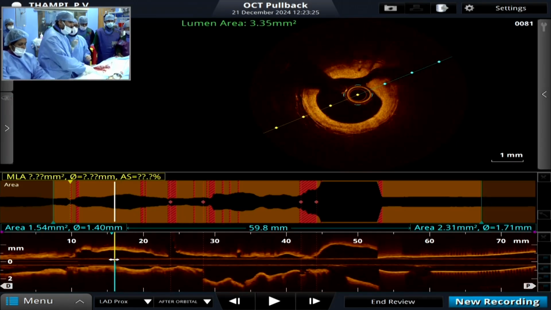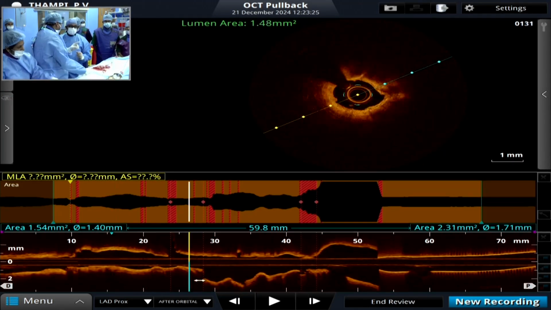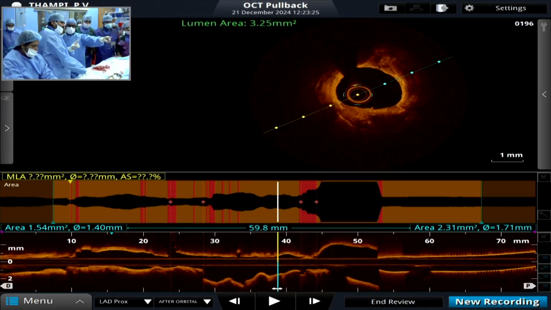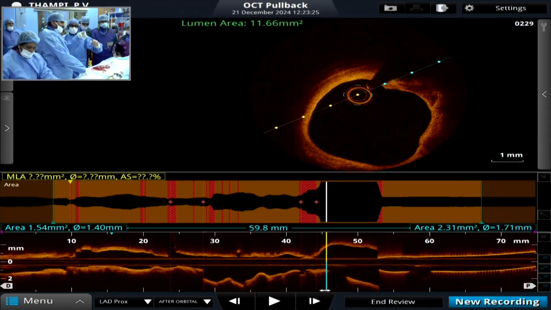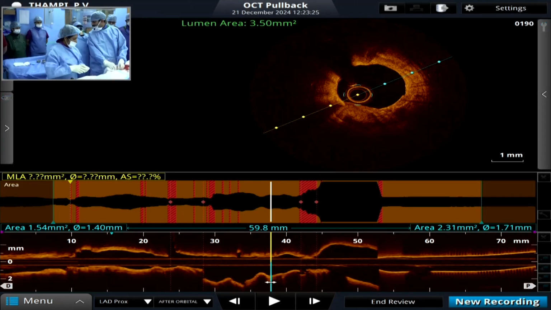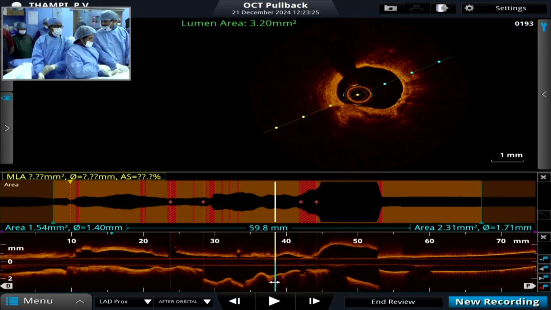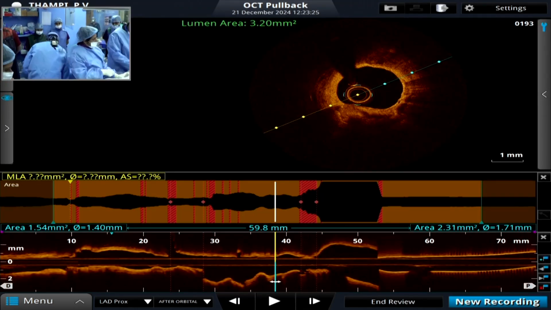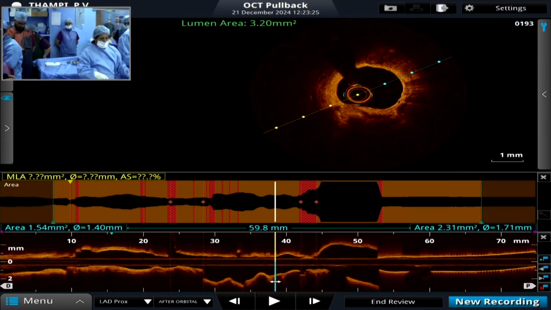Okay, Sini. I'll go there and see the images. Even the distal lesion at low pressures. Till ostium. Enlarge the OCT.